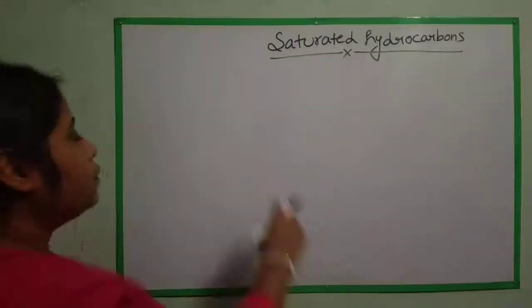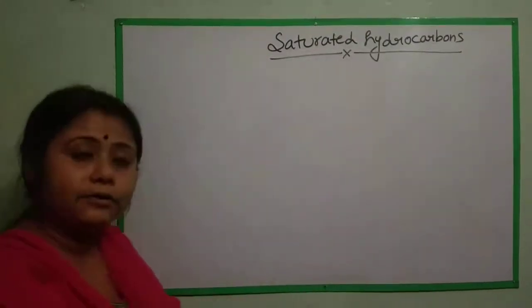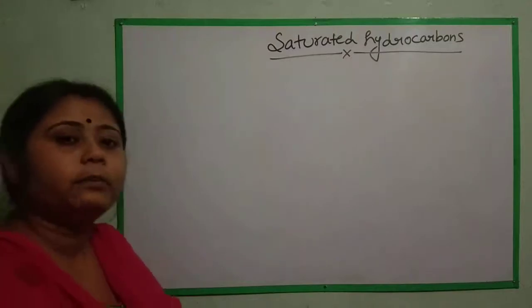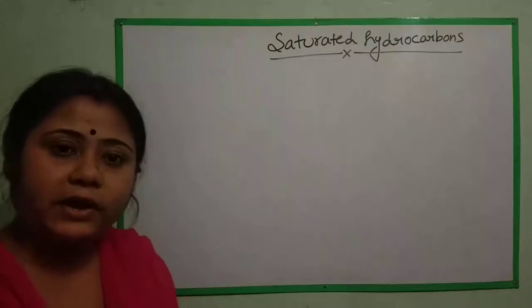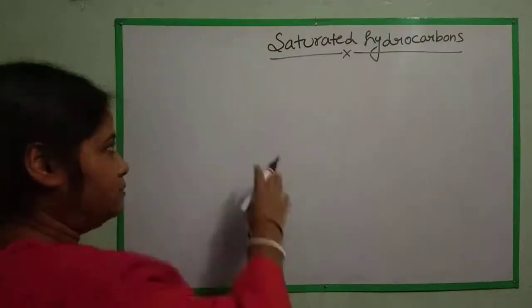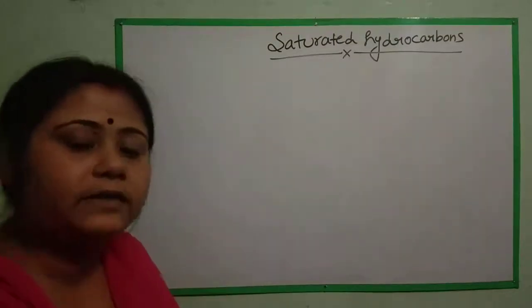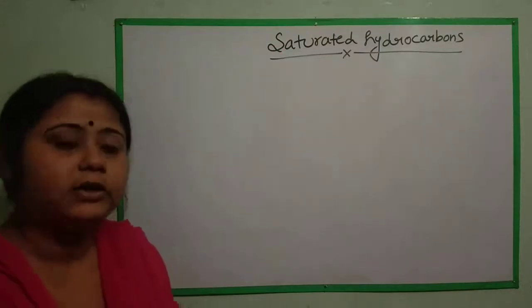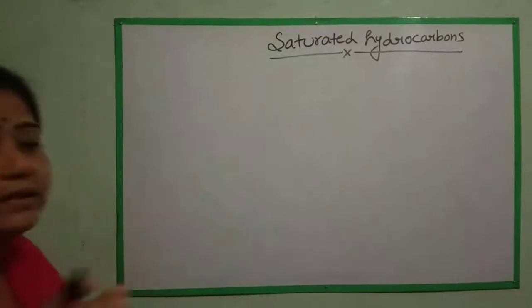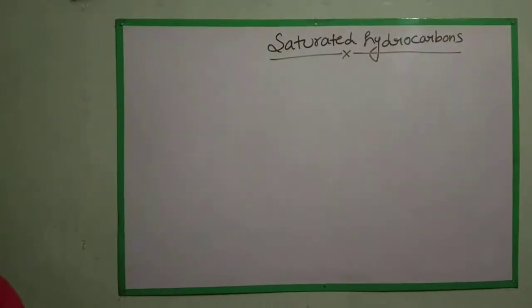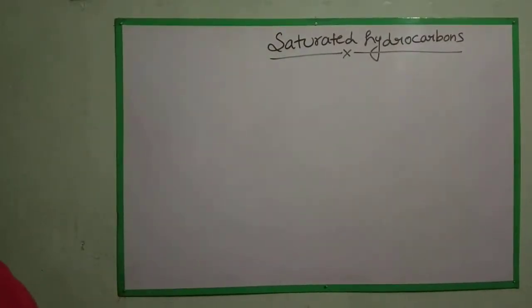First of all, what is a hydrocarbon? Hydrocarbons are compounds which are made up of hydrogen and carbon. Hydrocarbons are classified into two types. First is saturated hydrocarbon and the other one is unsaturated hydrocarbon. Saturated hydrocarbons, alkanes, are saturated hydrocarbons containing carbon-carbon single bonds.